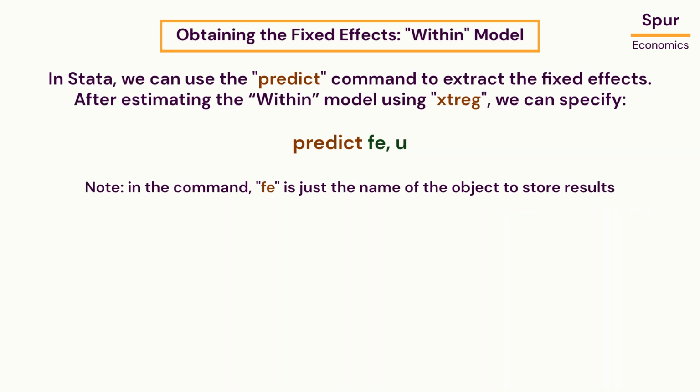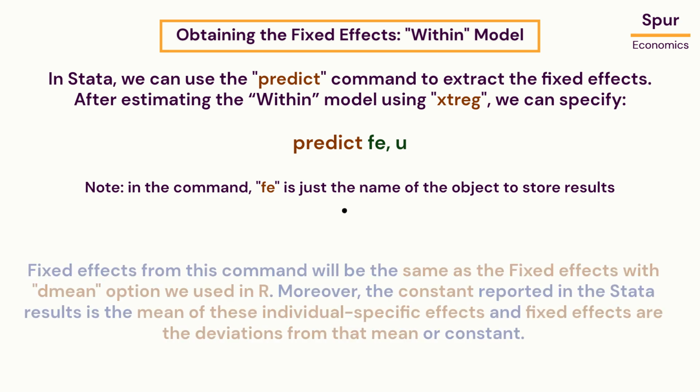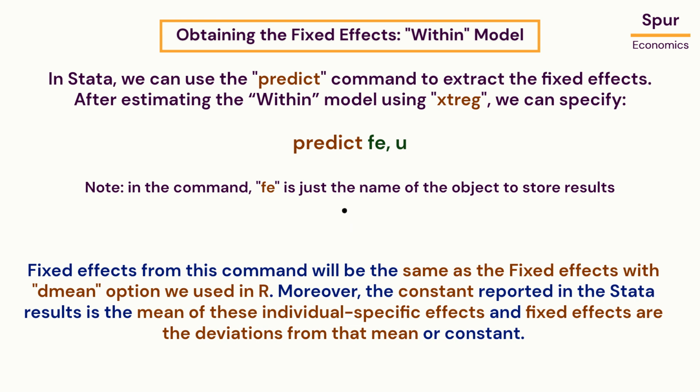In Stata, we can use the predict command to extract the fixed effects. After estimating the within model using xtreg, we can specify the predict feu command to obtain the fixed effects of each firm. Fixed effects from this command will be the same as the fixed effects with the dmean option we used in R. Moreover, the constant reported in the Stata results is the mean of these individual specific effects, and fixed effects are the deviations from that mean or constant.